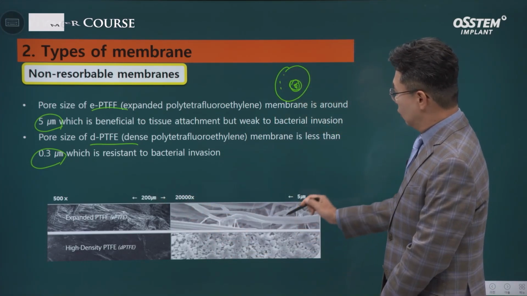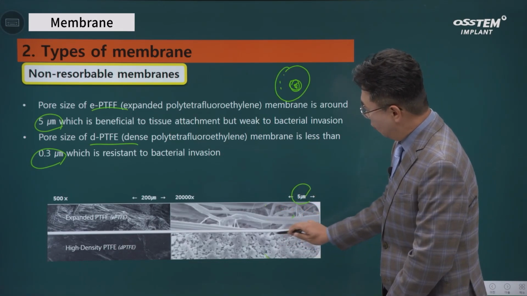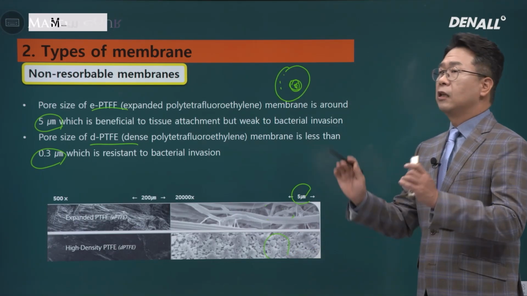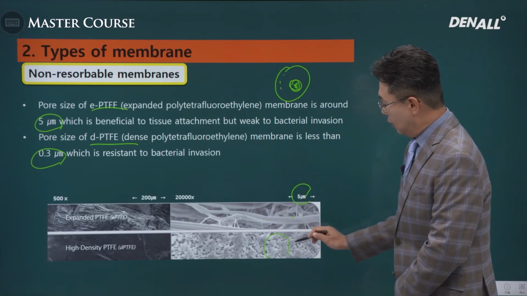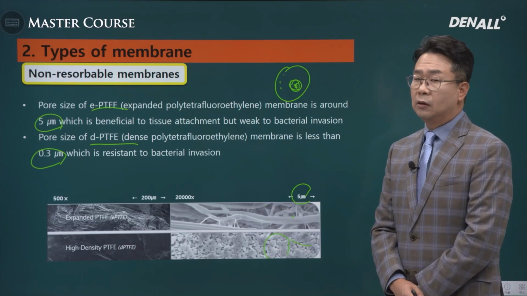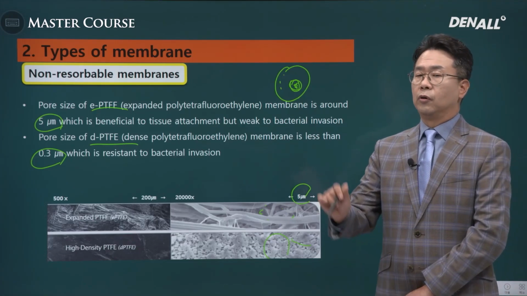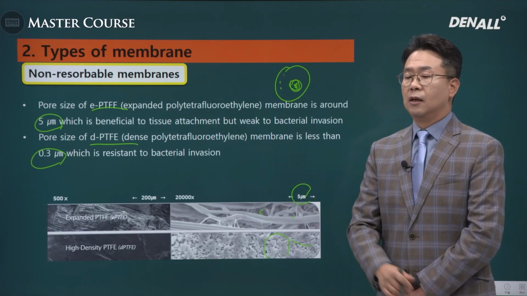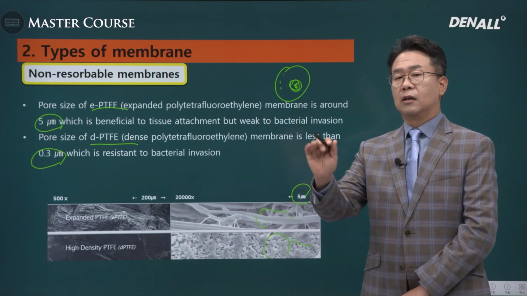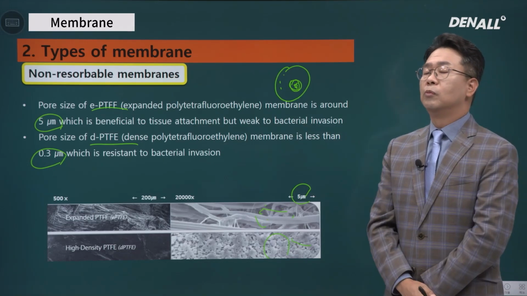If you look at ePTFE and DPTFE membrane, once it reaches 5 microns, it looks very loose here, but it doesn't whatsoever in DPTFE membrane. Even when there is exposure in the oral cavity, it has resistance against bacterial invasion. The downside is that because it is very tightly knit, fibroblast cells cannot branch out here. So there may be difficulties on this end.